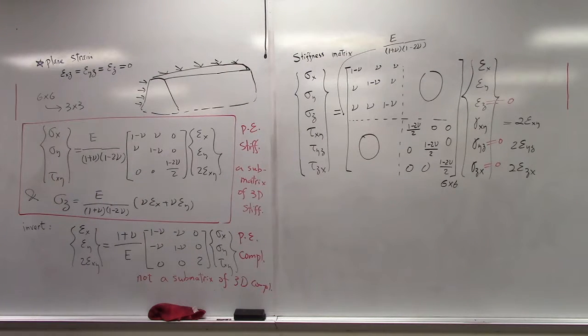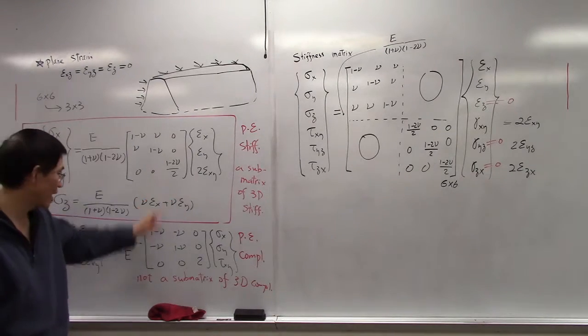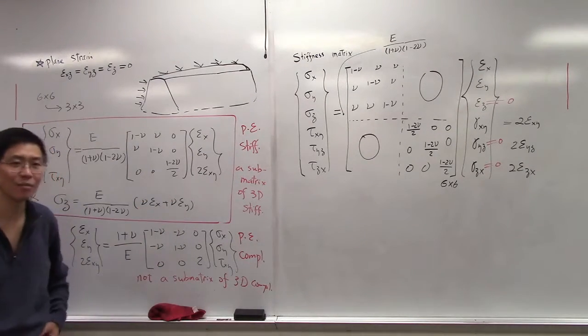The reason that the compliance matrix is not a submatrix is that if you look at the 3D compliance matrix for plane strain, 3 things on the left side of the equation are 0 all the time. But 4 things in the stress vector on the right-hand side are not 0. 4 non-zeros. So you cannot simply cross out the 3rd row. You have to invert this relationship to get that. So this is a very important point.